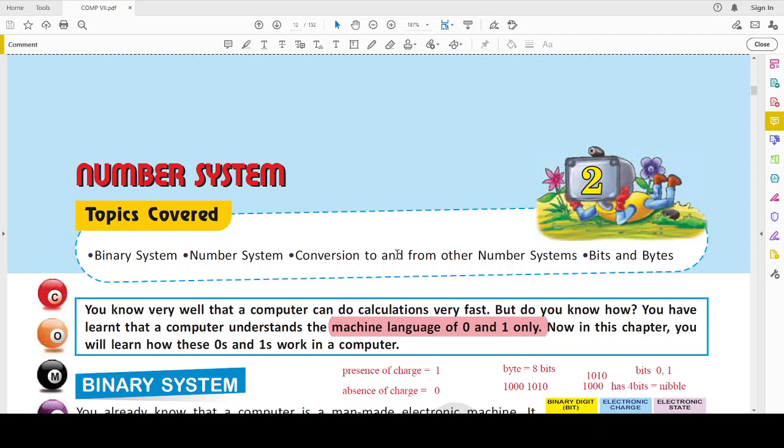In this tutorial, we will learn about number system. Now, the term number system, what does a number system mean? It is a system of representation of numbers. Broadly, number system can be categorized into two types. One is positional number system, another is non-positional number system.